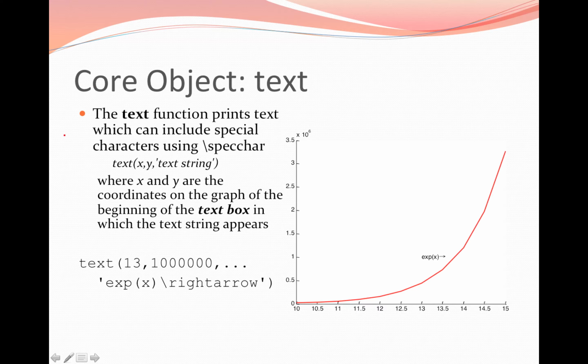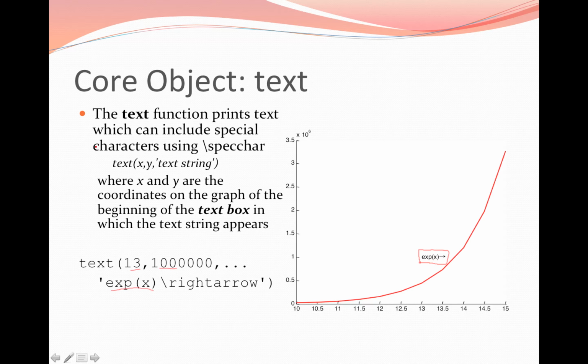So here's an example, text x and y. Again, these numbers become very large. The text is actually in a box, and I'm not going to draw this very well, but the x and y coordinates are those of the bottom left-hand corner of the text box. So you see the x coordinate is 13 and the y coordinate is quite large. This actually creates a box in which we have our string, and the string includes the actual characters here, exp of x, and then the slash right arrow gives me a right arrow.